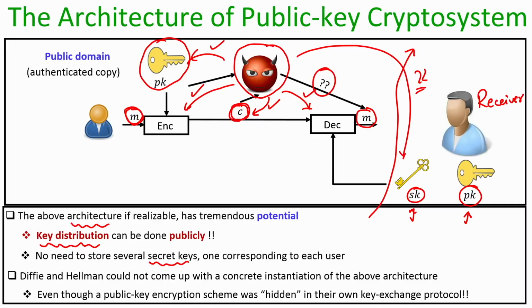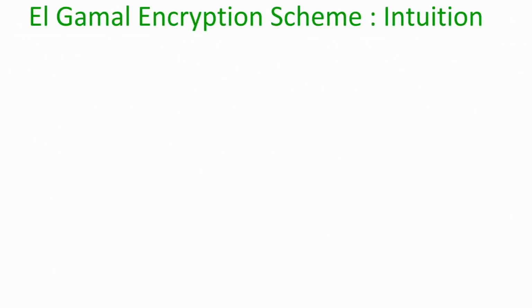But the interesting fact here is that even though Diffie and Hellman failed to come up with a concrete instantiation of our architecture, it was hidden in their key exchange protocol itself. What we are going to do next is we will again recall the Diffie-Hellman key exchange protocol, and then we will see how, by doing a minor tweak, a minor modification to the key exchange protocol, we can get an instantiation of public key crypto system. But unfortunately, Diffie and Hellman failed to realize that.